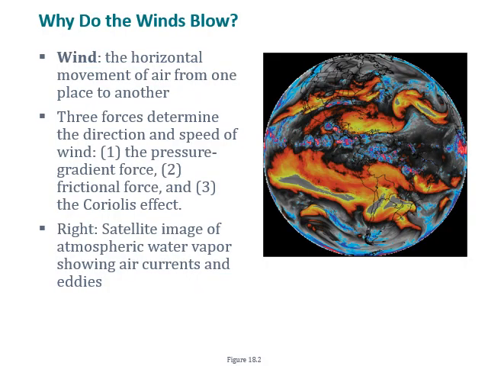So why do winds blow? We defined wind in Chapter 17 as the horizontal movement of air from one place to another. 3 forces determine the direction and speed of wind. These are the pressure gradient force, the frictional force, and the Coriolis effect. On the right, you see a satellite image of atmospheric water vapor, which helps us identify air currents and eddies, or the direction that wind is blowing.